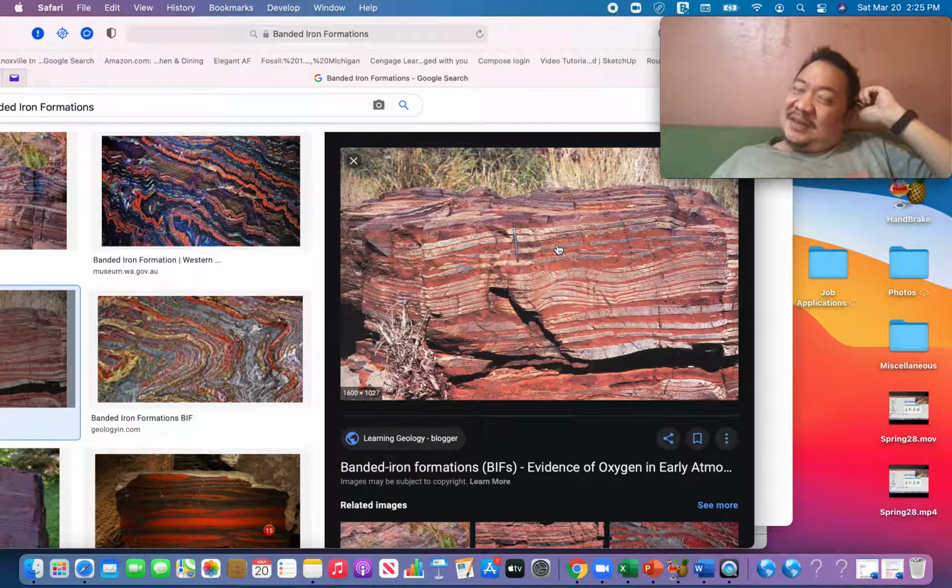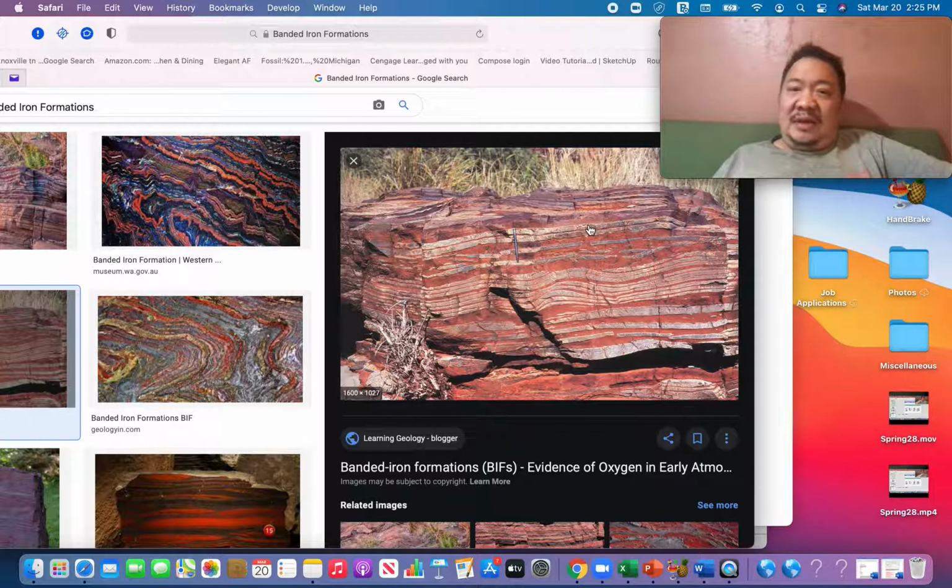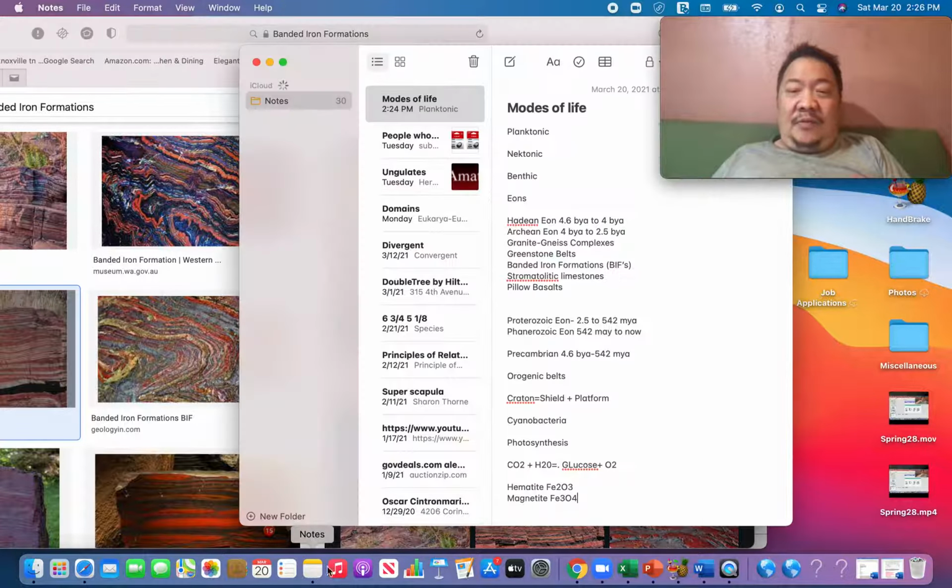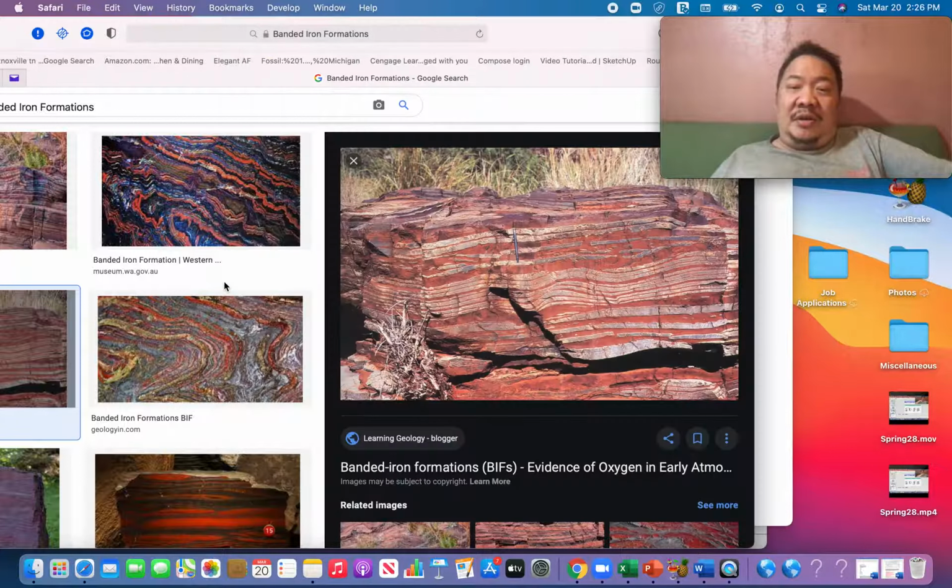Anyway, the fact that we have unoxidized iron in these banded iron formations tells us that the atmosphere in the Archean was very oxygen poor. And I'm sure you have heard, if you've had any chemistry at all, that oxygen poor, we call it reducing. We had a reducing atmosphere, an oxygen poor atmosphere during the Archean.